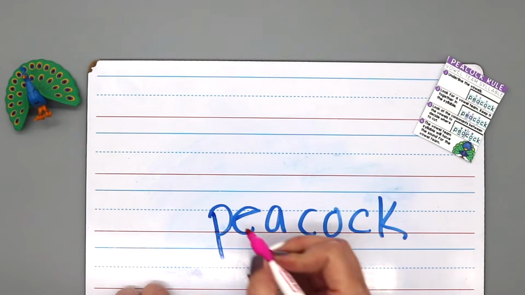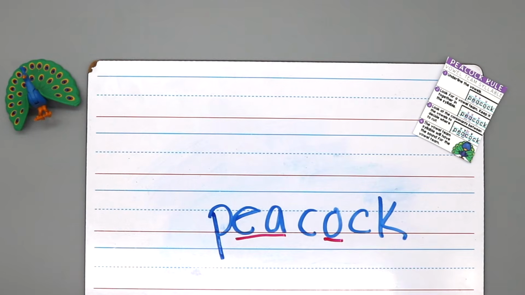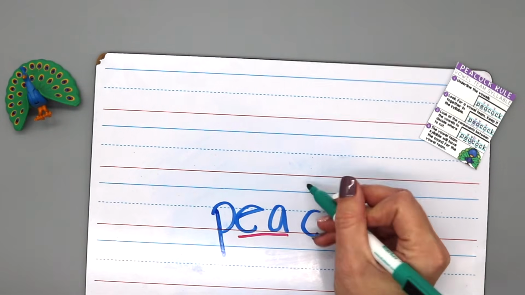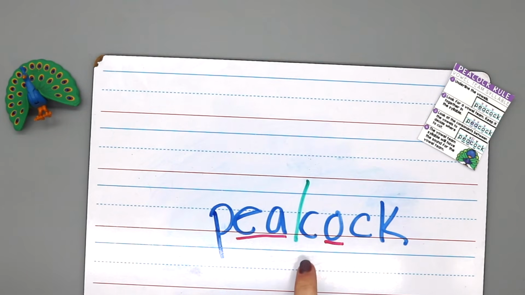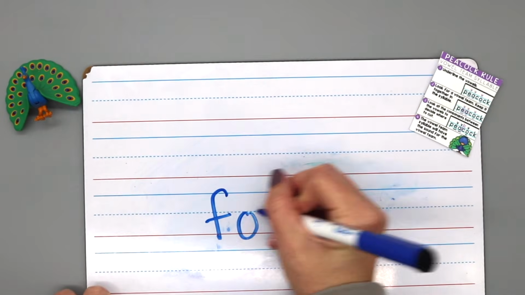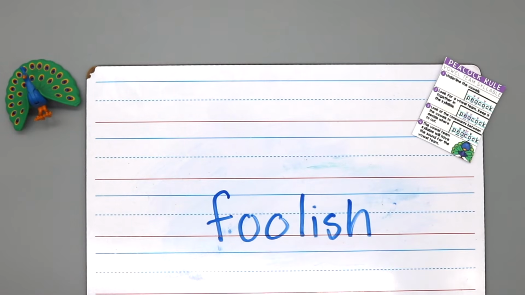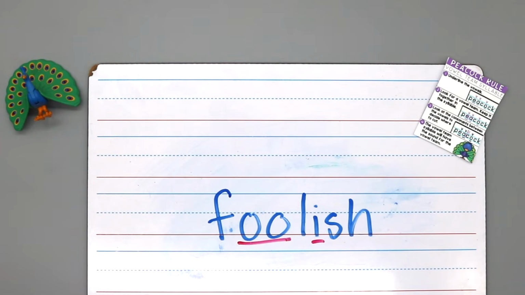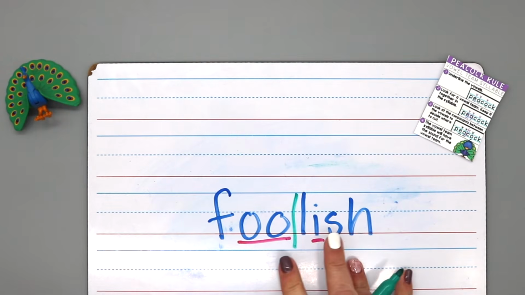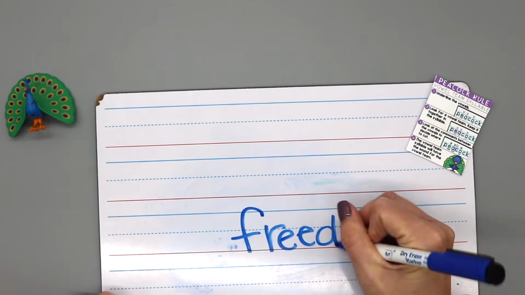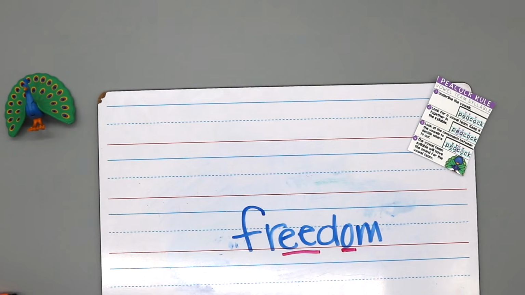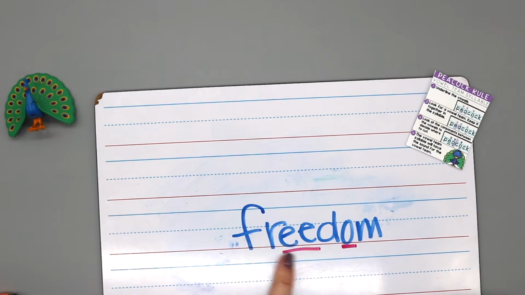Our first word is peacock. We underline our vowels, and there is my vowel team, the E-A. We look at the consonant C, and we're going to cut in front of it or after the vowel team. Peacock, peacock. Now we have the word foolish. Underline our vowels. And my vowel team is the oo. So I find the consonant between the vowels, the L, and I'm going to cut in front of it. Foolish, foolish. Now I have the word freedom. Underline my vowels. My vowel team is the EE. The D is between my vowels, so I'm going to cut in front of it.